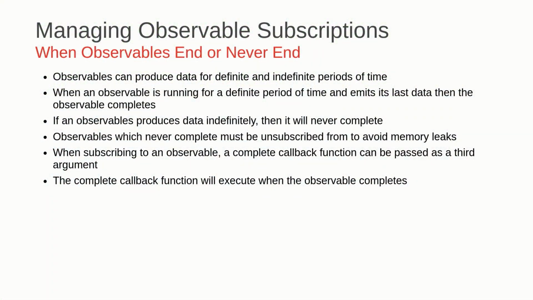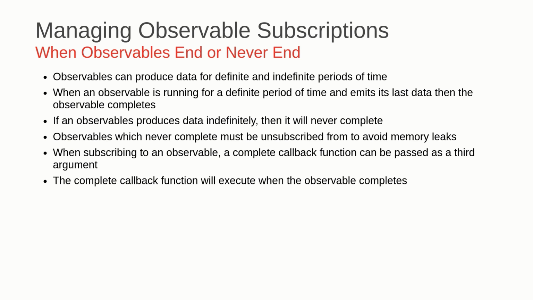A really important part of working with observables is understanding how to manage your subscriptions. To understand what it means for an observable to complete or come to an end versus an observable not completing, or wanting to unsubscribe from it before it comes to an end. Now, observables can produce data for a definite or indefinite period of time. For example, you could use an observable to make a REST service call. You're only going to get one piece of data back. Once that REST service call completes, you're done. Your observable has completed. You're finished.